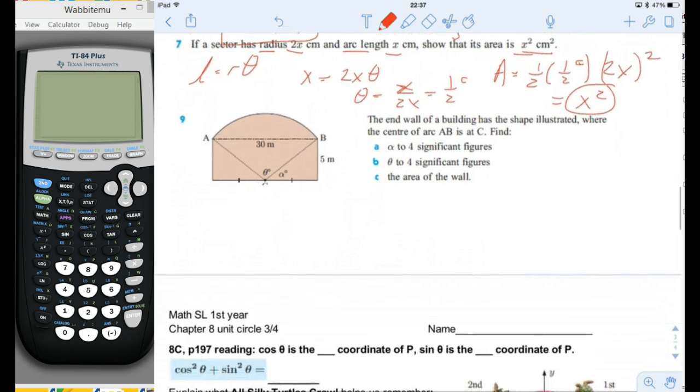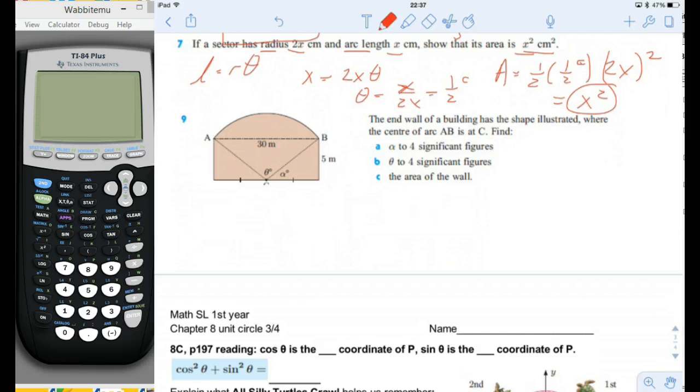Number 9, the end wall of a building has the shape illustrated, where the center of arc AB is at C. Find alpha to 4 significant figures, theta to 4 significant figures, and the area of the wall. I think the first thing we can figure out here is that this side here is 15, right, because it's half of 30.